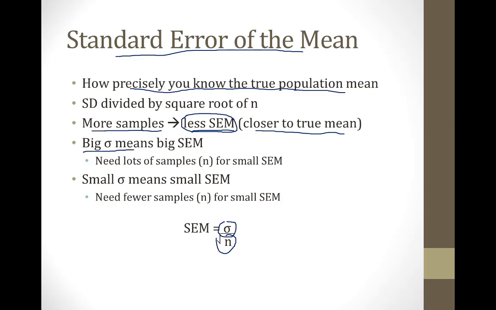If you have a big standard deviation in your sample data set, this means you're going to have a big standard error of the mean. You're going to need a lot of samples in that case to make the standard error of the mean small. That's because the standard deviation is on top here. So if that's a big number, you have a lot of error. And the only way to cancel that out is to have lots of samples down in the denominator. A small standard deviation in your sample data set means a small standard error of the mean, and you don't need quite as many samples to still get a result with a low standard error of the mean.